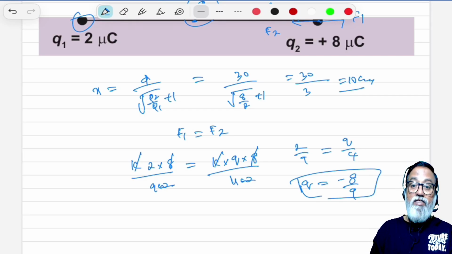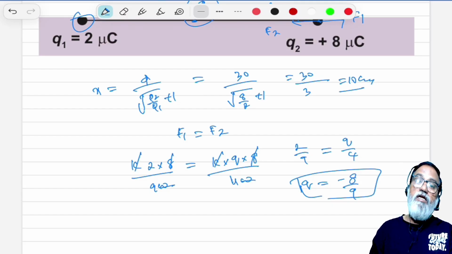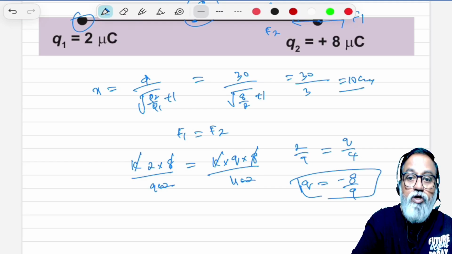See, equilibrium of charges, stable or unstable. If the corner charges are fixed, or if the corner charges are not fixed. If the corner charges are not fixed, the third charge position should be decided by x = d / (√(q2/q1) + 1 or minus 1), depending on the corner charges' sign. And also, I have to take the net force on the corner charge as 0. In that case, we can find the magnitude of the third charge and also its sign. This is about equilibrium.